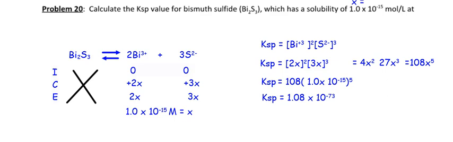If you want to talk about sig figs, then what should my answer be? 1.1 times 10 to the negative 73, because this has 2 sig figs. Wasn't that fun? I thought that was kind of fun. All right, let's see what's next.